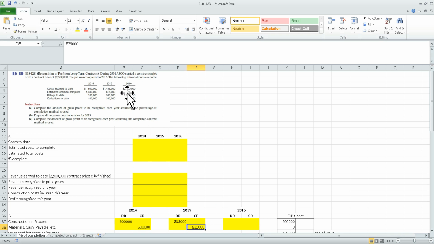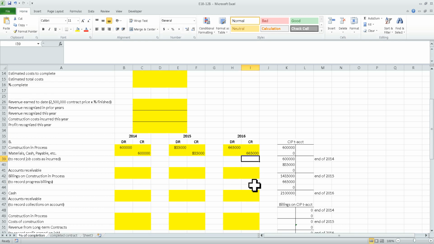End of 2016, cumulative cost incurred to date $2.1 million. At the end of 2015, cumulative cost incurred to date was $1,435,000. So the difference between the $2.1 million at the end of 2016 and the $1,435,000 at the end of 2015, that difference is $665,000. That $665,000 represents the job cost that we incurred in 2016, and we're going to book that here. And you can see that the T account has been updated for each of those journal entries, and the balance determined at the end of each year.